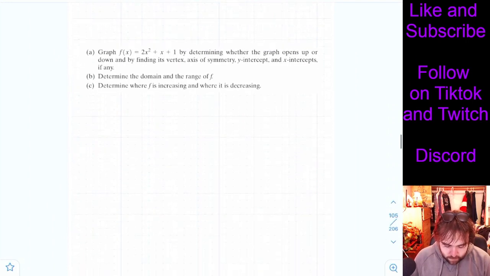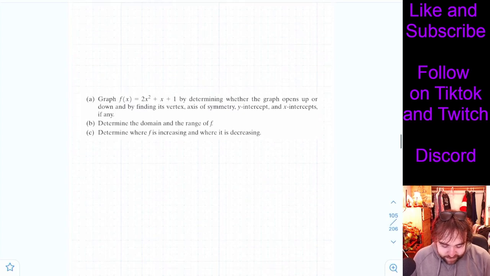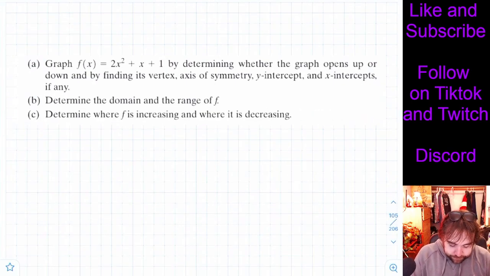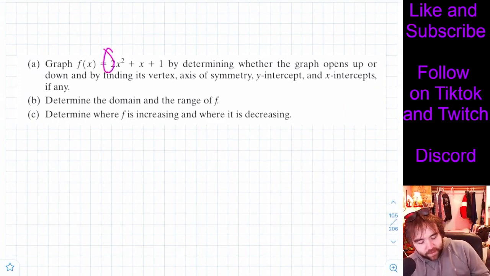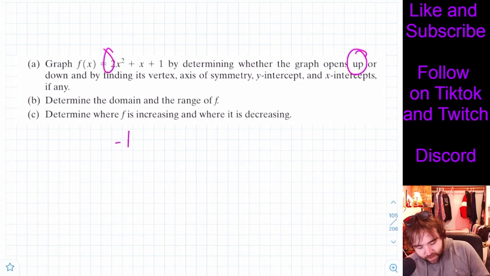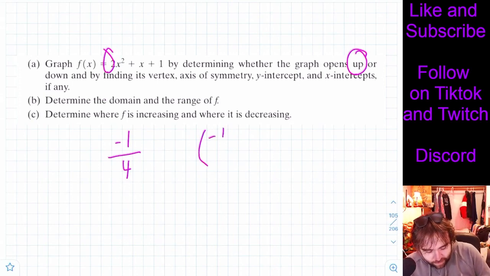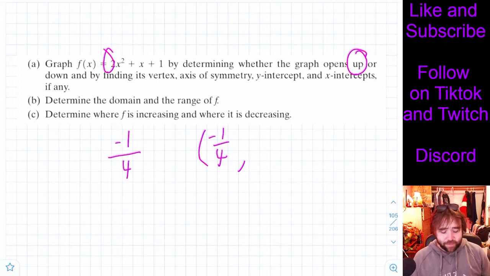Yeah. All right, I think we just got to do that 3 more times. So yeah, this is the exact same thing. So we first find whether it opens up or down. It opens up because it's positive. We do the vertex, negative b over 2a. So 2 times 2. So negative 1/4. So that's the x coordinate at negative 1/4. We'll go ahead and plug that in.